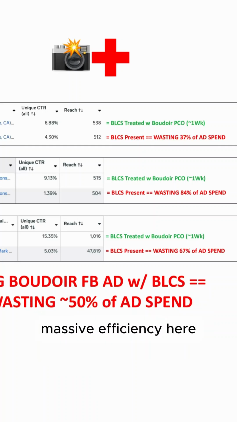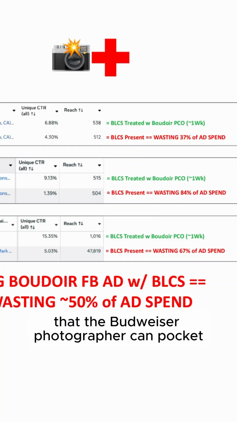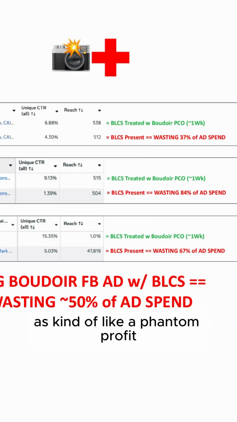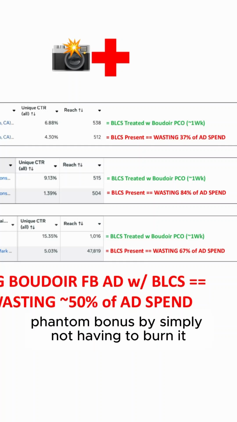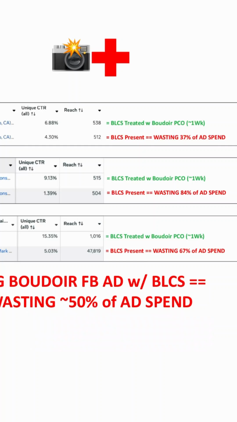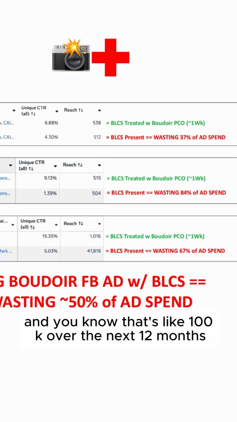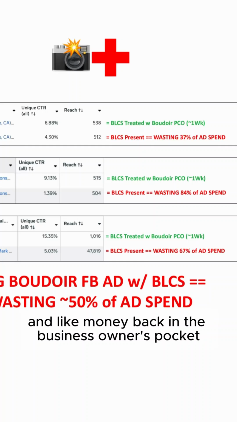So, massive efficiency here. That's $8,400 a month, literally, that the boudoir photographer can pocket as kind of like a phantom profit, a phantom bonus, by simply not having to burn it. And that's like 100K over the next 12 months in money back in the business owner's pocket.